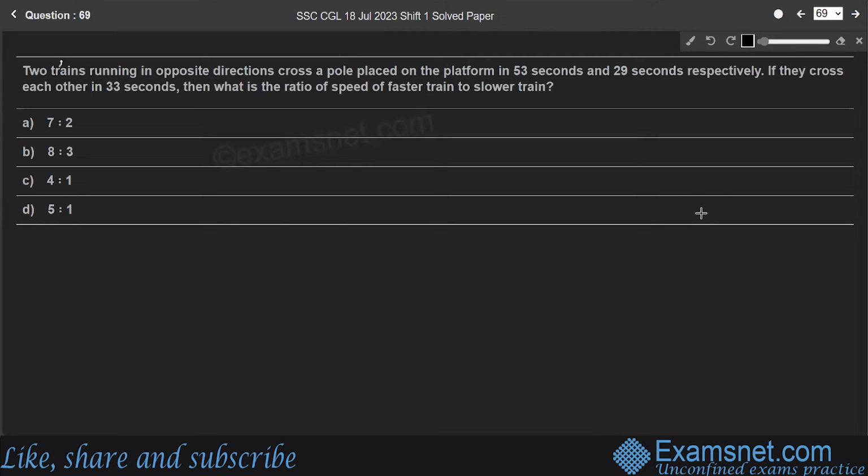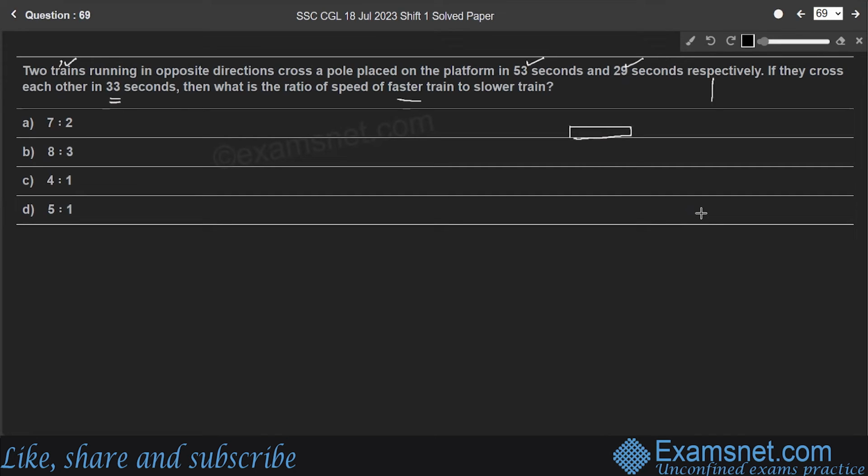Question 69. Two trains running in opposite directions cross a pole placed on the platform in 53 seconds and 29 seconds respectively. If they cross each other in 33 seconds, then what is the ratio of speed of faster train to slower train? Here, students, let us consider a train.